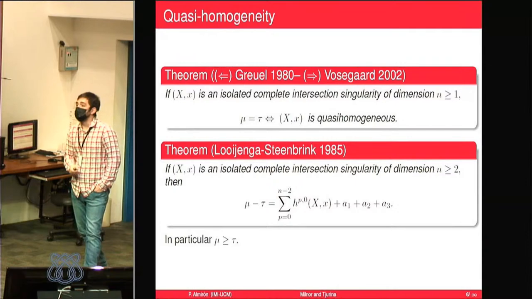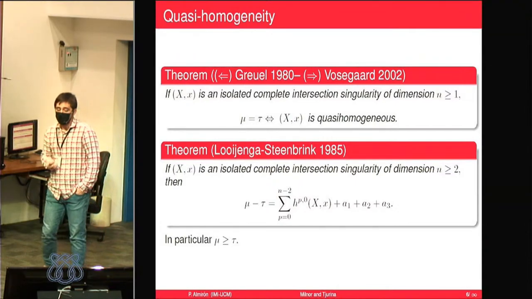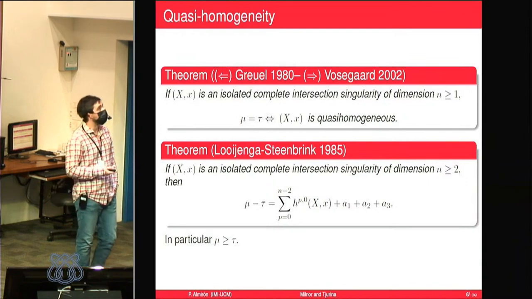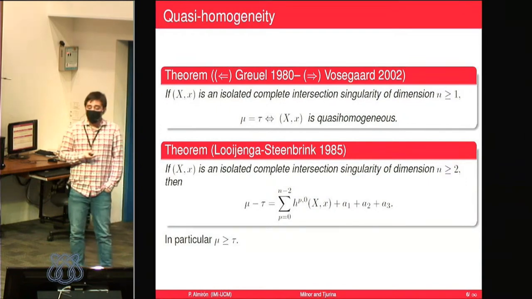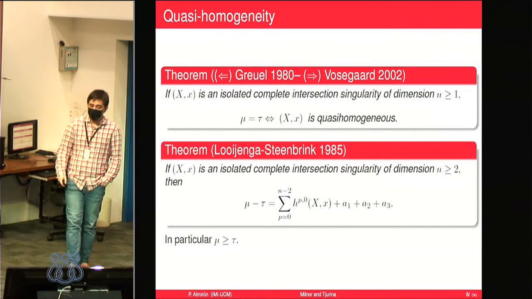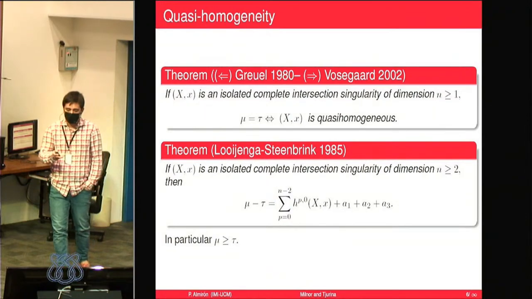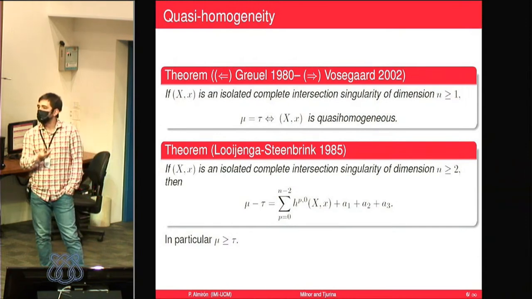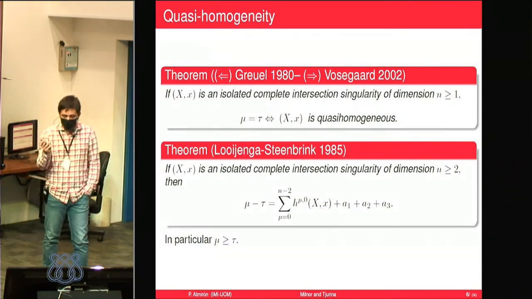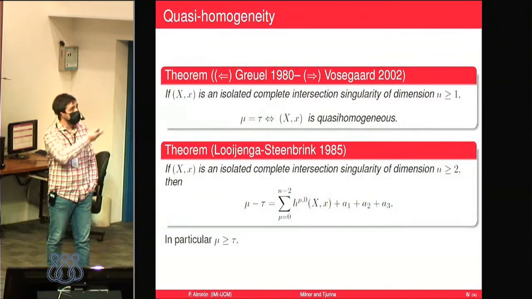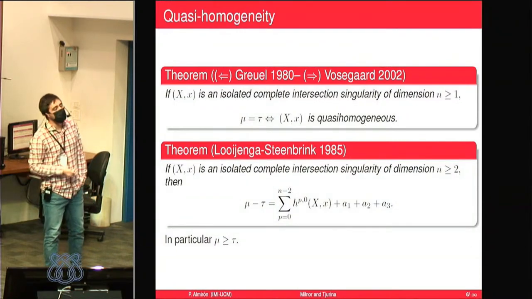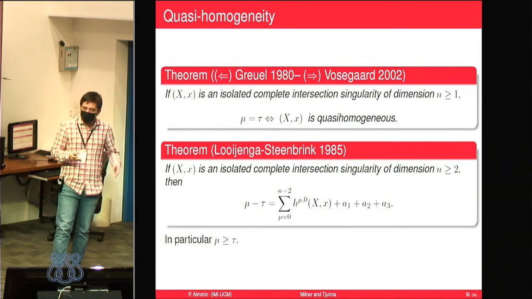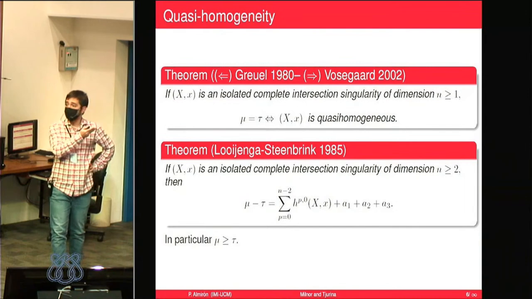Another important theorem: we want to measure the difference. There is a theorem of Looijenga and Steenbrink of 1985. They prove that if we have an isolated complete intersection singularity of dimension bigger or equal than 2, then we can express the difference of the Milnor and Tjurina number in terms of some analytic invariant. So these are Hodge numbers, and the other one are analytic invariants of the singularity. I'm not going to give detail about that, but just observe that you have a formula for the difference.